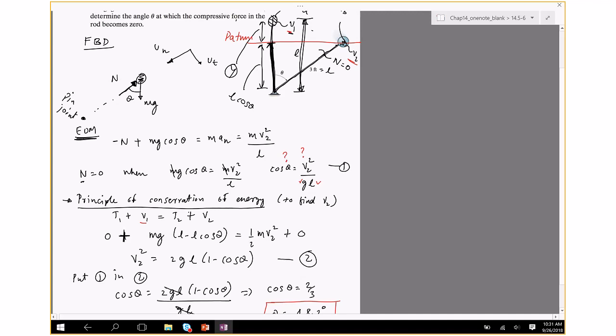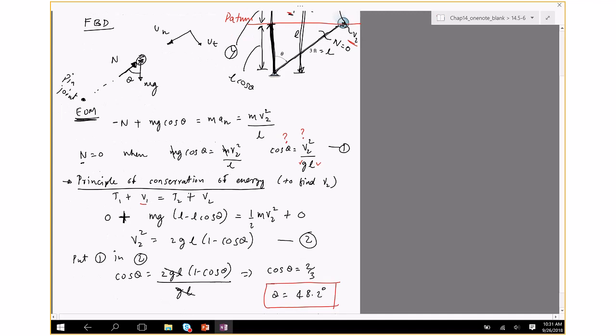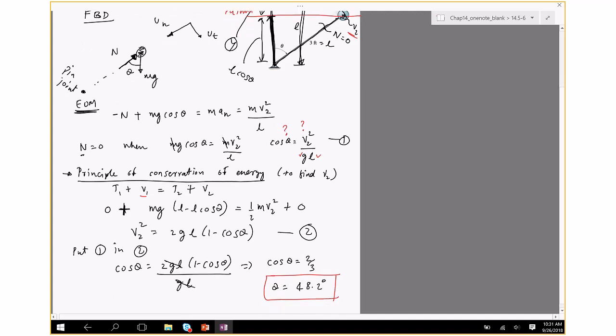But in this case, yes, the cosine inverse of 2/3 has more than one answer, right? Cosine is positive in the first and fourth quadrant. So the two answers to this problem are theta is 48 and theta is minus 48. So you go this way or this way, which is the symmetric solution.